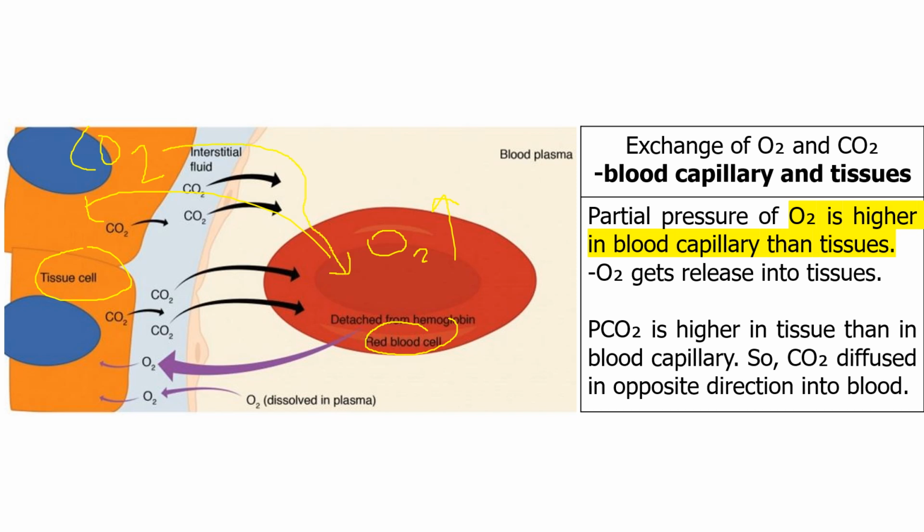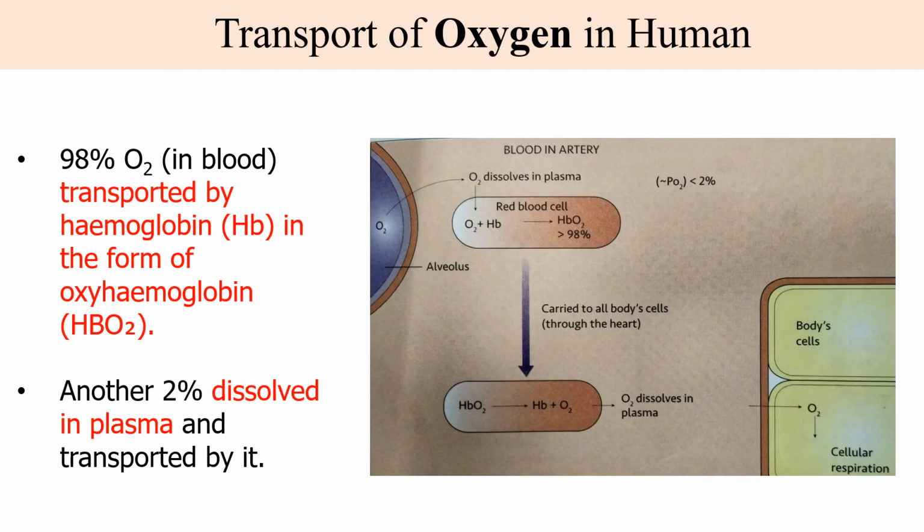As simple as that. Next, how is the transport of gases conducted in humans? Let's see oxygen first. About 98% of oxygen in blood is transported by hemoglobin in the form of oxyhemoglobin, and another 2% is dissolved in plasma and transported by it.